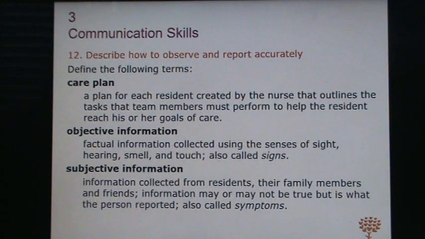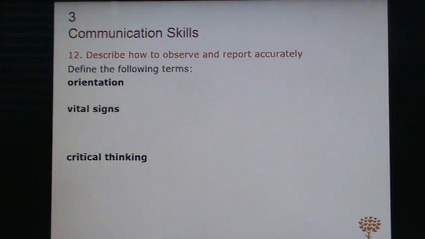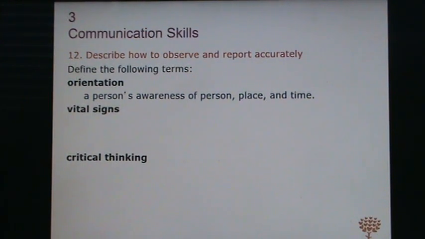So to assess for pain, you're going to ask them, okay, on a scale of 1 to 10, how severe is your pain? They might say 5, they might say 9. Most of them always like to say 10, so they can get that pain medication. Okay, so remember, subjective versus objective. Orientation means that a person is aware of who they are, where they are, and what time it is.